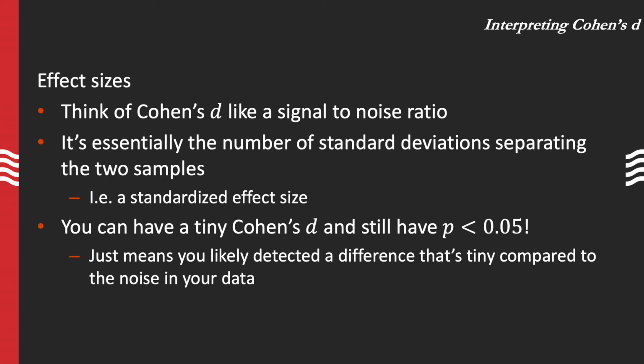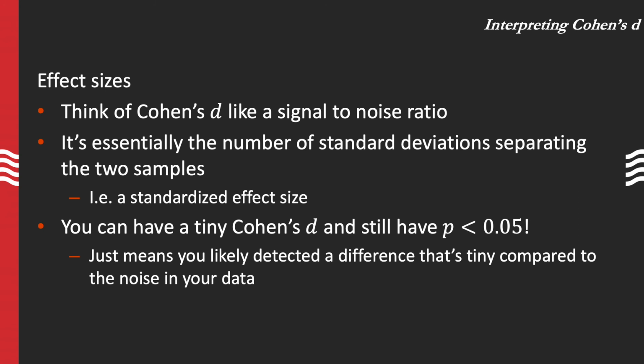So how do we interpret these effect sizes? Well, you can think of Cohen's d like a signal to noise ratio. You can also think of Hedges g in the same way. Essentially, it's the number of standard deviations separating your two samples. So you can think of it as quantifying how far apart your two population means are in terms of the population standard deviation. If I measure a Cohen's d of 0.1, then I'm estimating that my two population means are different by 10% of the population standard deviation, or really that my signal is small compared to the noise.